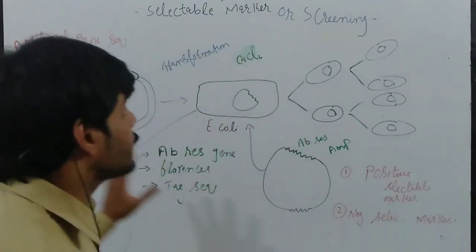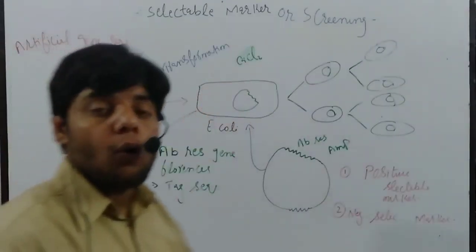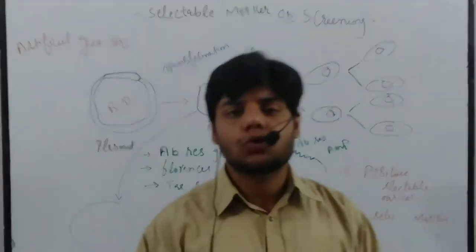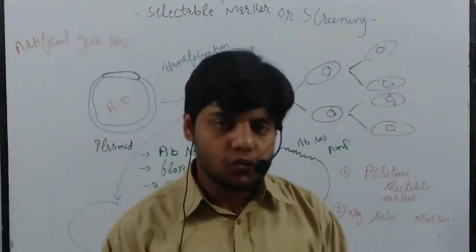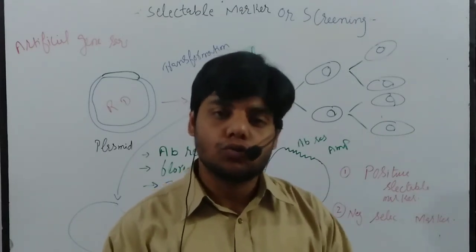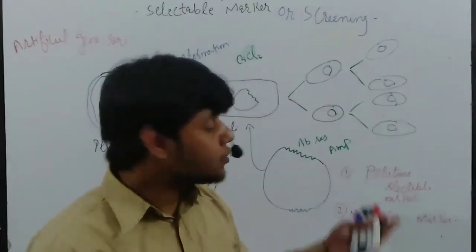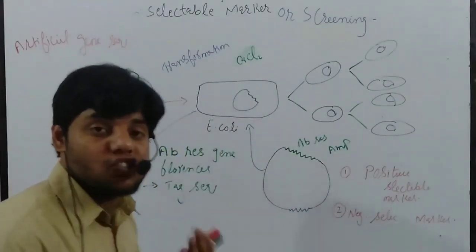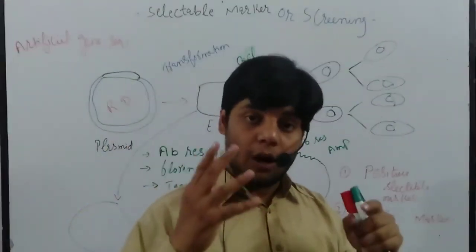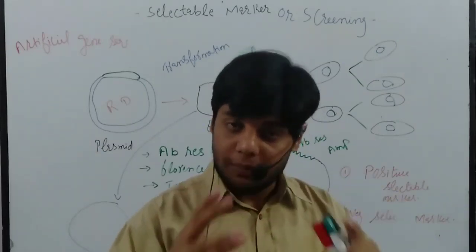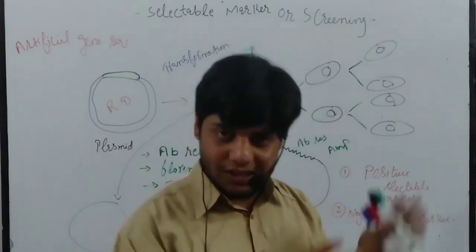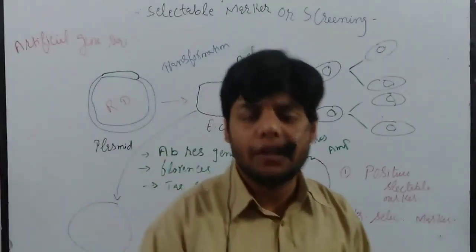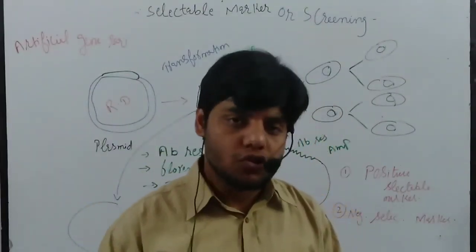That's all about the selectable marker, and that's how we can do the screening. Although there are many types of screening, we have blue-white screening and some other types. Inshallah, in the next video lecture we are going to talk about the screening methods in detail. Here, screening means this is how we can check whether our gene of interest is present inside the bacterial cell or not.